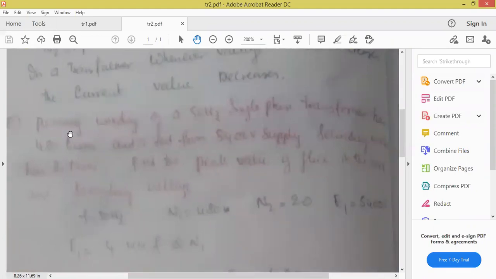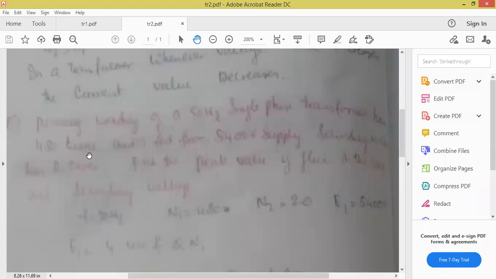So anyone read? I'll do this one. Primary winding of a 50 hertz single phase transformer, whatever we are discussing. Three phase means 3 wires will be there. Single phase transformer, how many turns have they written? 480 turns. That is, N1 is equal to 480, the number of turns in the primary winding.